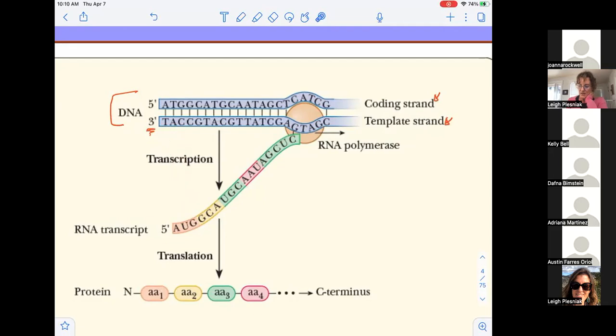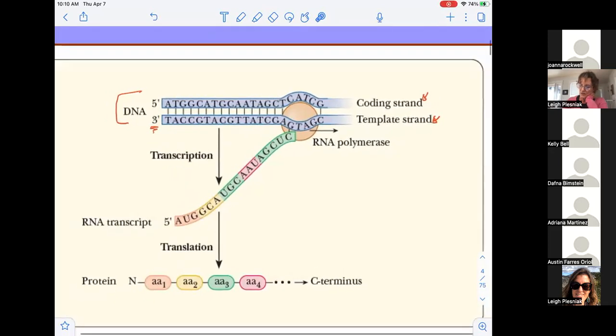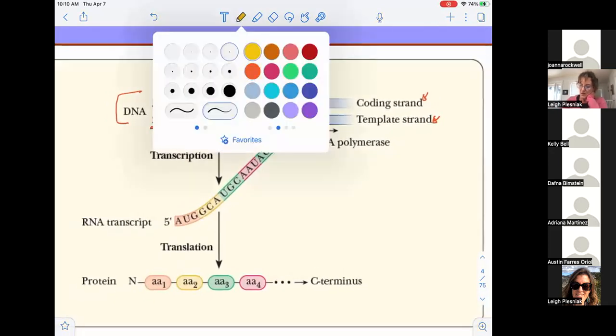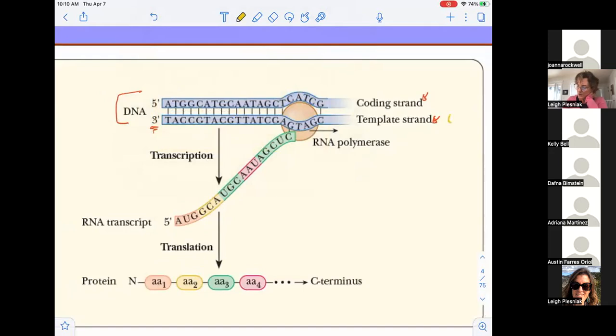The RNA transcript is going to be complementary to the template strand. There's a lot of nomenclature for this. Because it's complementary, this would be called the minus strand, and the coding strand is going to be the same sequence except for T to U as the messenger RNA, right?